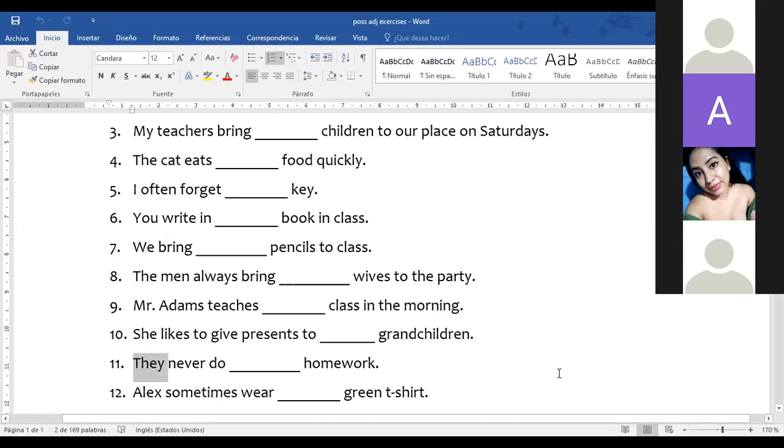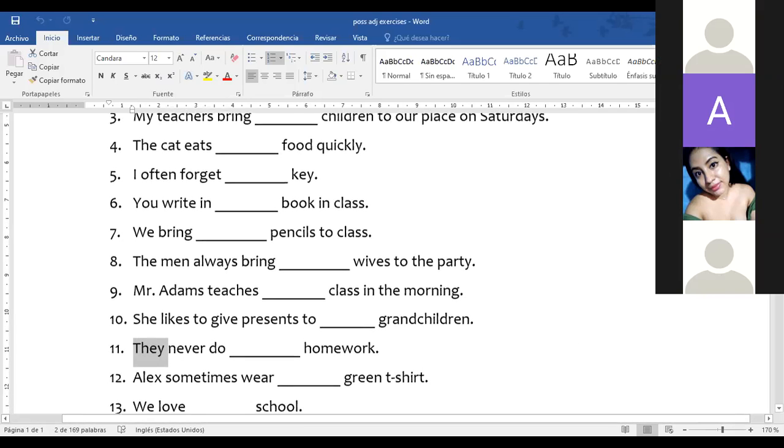Alex sometimes wears his green T-shirt. No sé cómo se pronuncia eso, teacher. T-shirt.